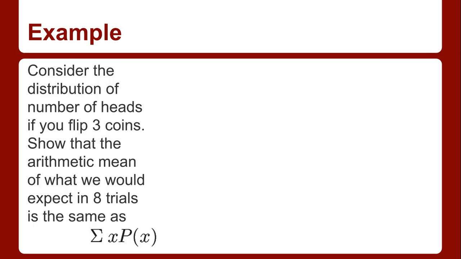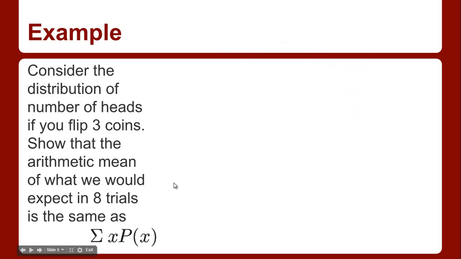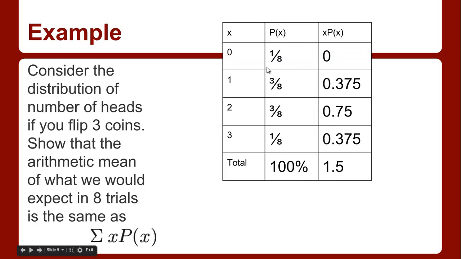Consider the distribution of heads if you flip 3 coins. Show that the arithmetic mean of what we would expect in 8 trials is the same as the sum of x p of x. So this is just working through an example completely. What are the different things that can happen for the number of heads if you flip 3 coins? You could flip 0 heads, 1 head, 2 heads, or 3 heads. The probabilities are all out of 8.